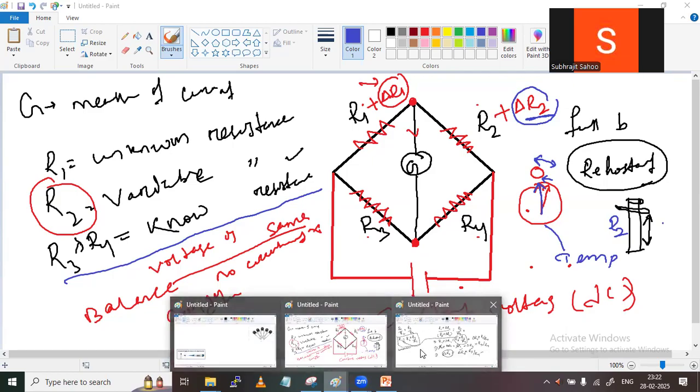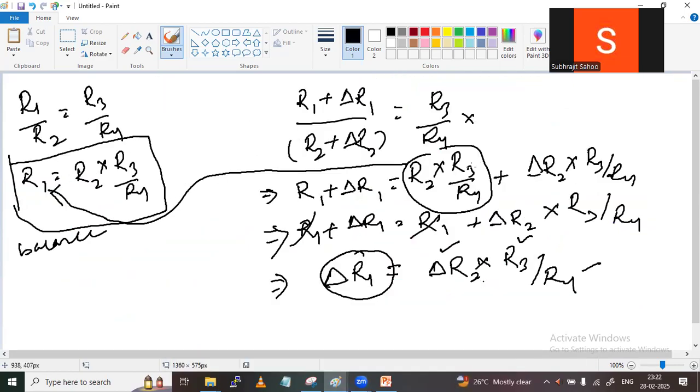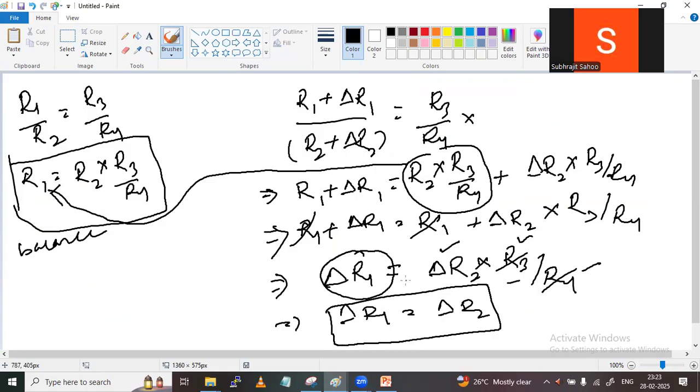And here, suppose R3 equals R4. Now all resistances are the same. R3 equals R4, then these two terms will be cancelled. Suppose the two known resistance values are the same, then it will cancel. Then what is the del R1 value, sir? Del R1 equals del R2. Simple. I can calculate like this, right? Okay, anyway.